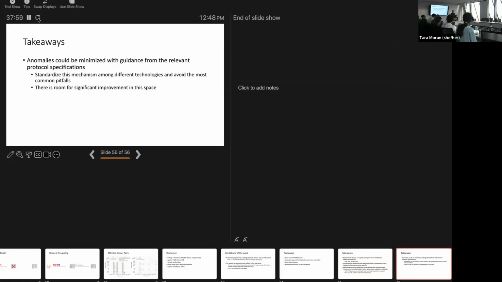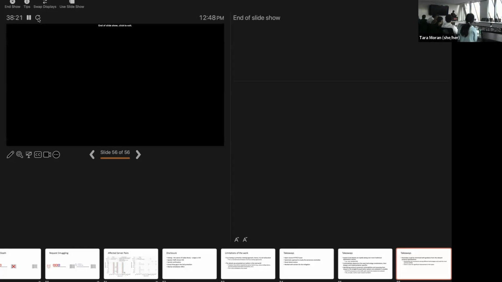So anomalies could be minimized with guidance from the relevant protocol specifications. So you can standardize certain things. There's room for significant improvement in this space. And I think we're probably going to hear more and more of this as we have more deployments, more content being served on the internet using these technologies. All right, that's it. Happy to answer any questions.